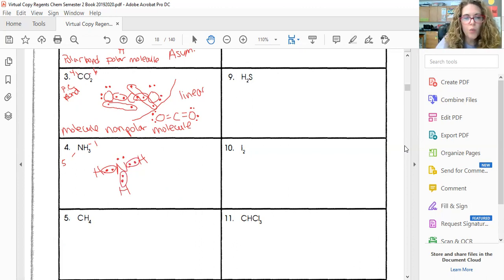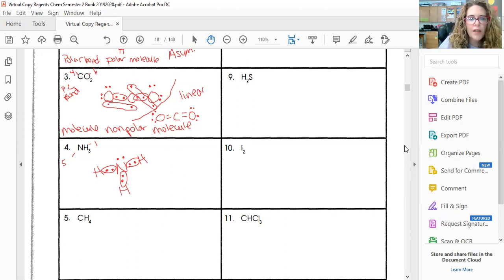Each of the hydrogens has 1 bond, so that satisfies our octet rule, right? So nitrogen has 2, 4, 6, 8, right? So every element has to have 8 electrons, right? Just making sure from our carbon up here, right? So carbon has 2, 4, 6, 8. Oxygen has 2, 4, 6, 8, 2, 4, 6, 8.